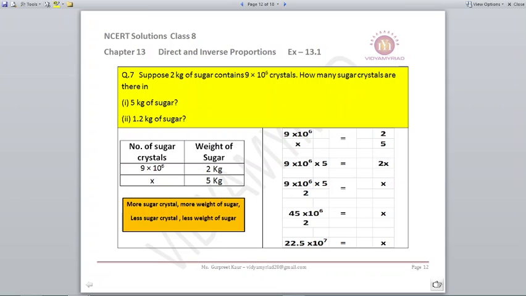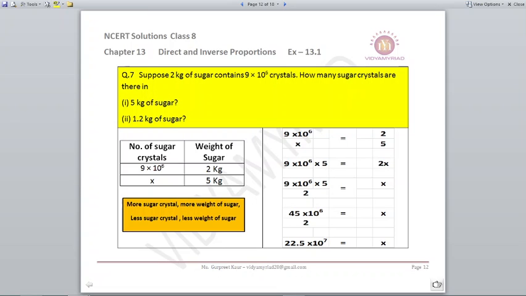You will get your x as 22.5 into 10 raised to power 7. You can very well see these sugar crystals are much more. Now it has increased. The weight of the sugar has increased from 2 to 5. So the sugar crystals have increased from 9 to 22.5.